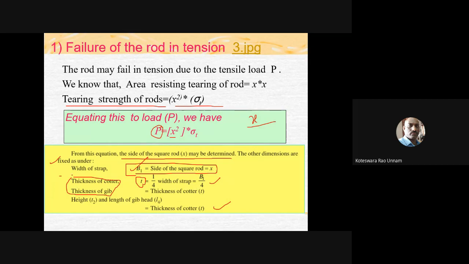Then these are the empirical relations you have to take. These correspond to the thickness of the cotter and jib, and the height and length of the jib head. So those are all equal to only T.